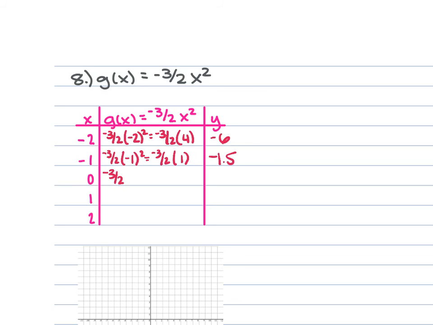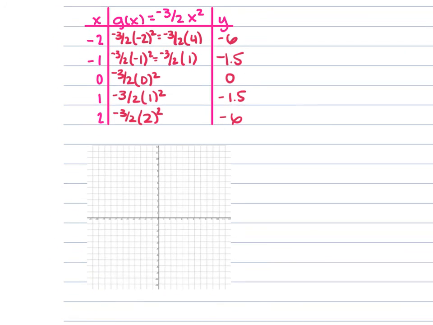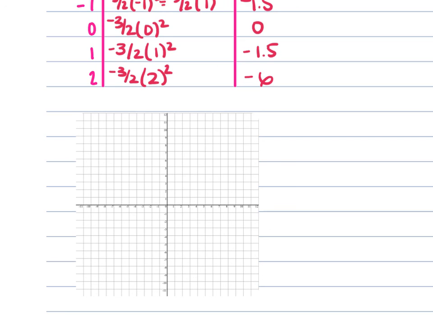Negative 3 over 2 times 0 squared is 0. Negative 3 over 2 times 1 squared is the same as the negative 1, so that's negative 1.5. And negative 3 over 2 times 2 squared is the same as the first one that we did, so that's negative 6. So negative 2, negative 6, negative 1, negative 1 and 1/2, 0, 0, 1, negative 1 and 1/2, and 2, negative 6.